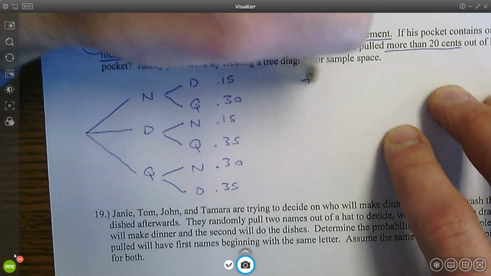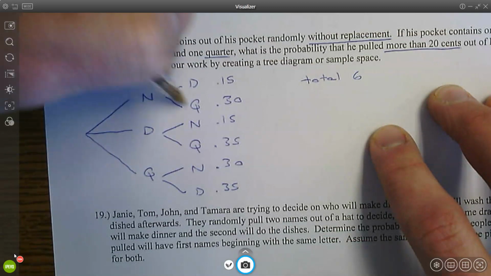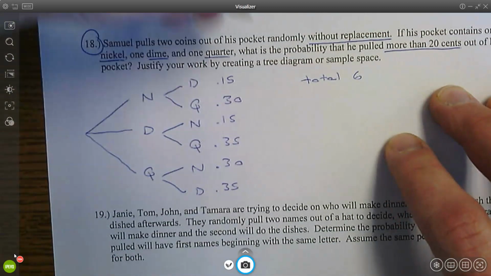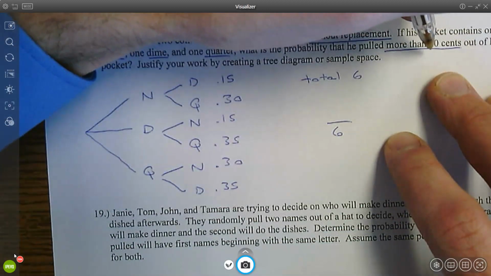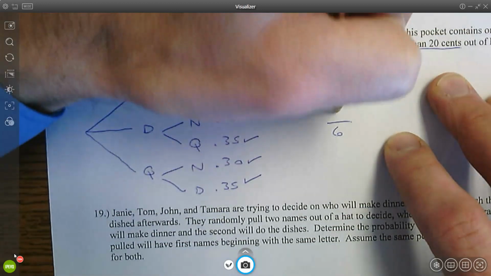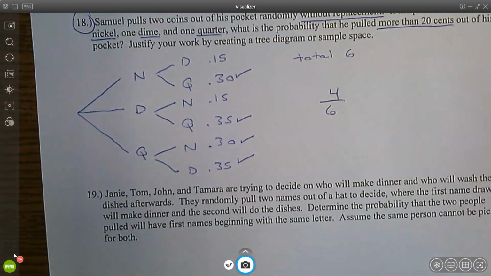So there's a total of 6 outcomes. 1, 2, 3, 4, 5, 6. Out of those 6, we want more than 20 cents. So we're talking 1, 2, 3, 4. 4 of the 6 scenarios resulted in him pulling out more than 20 cents.